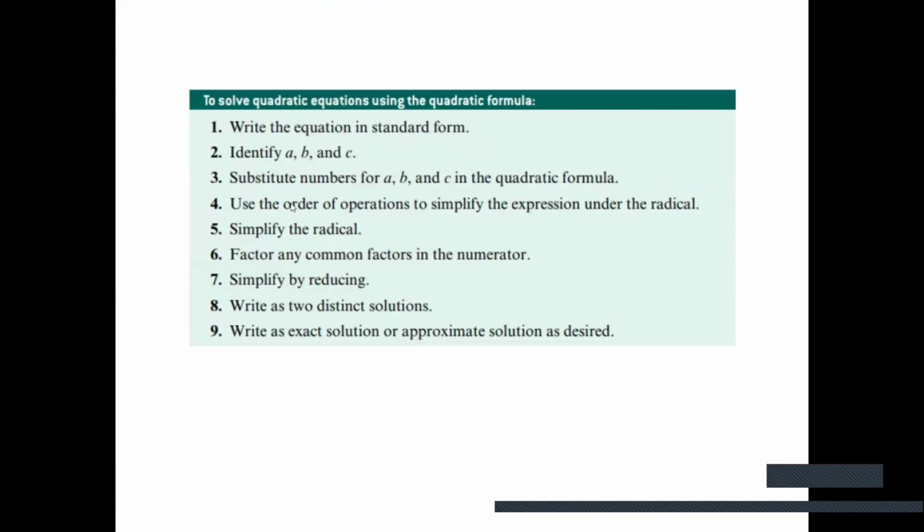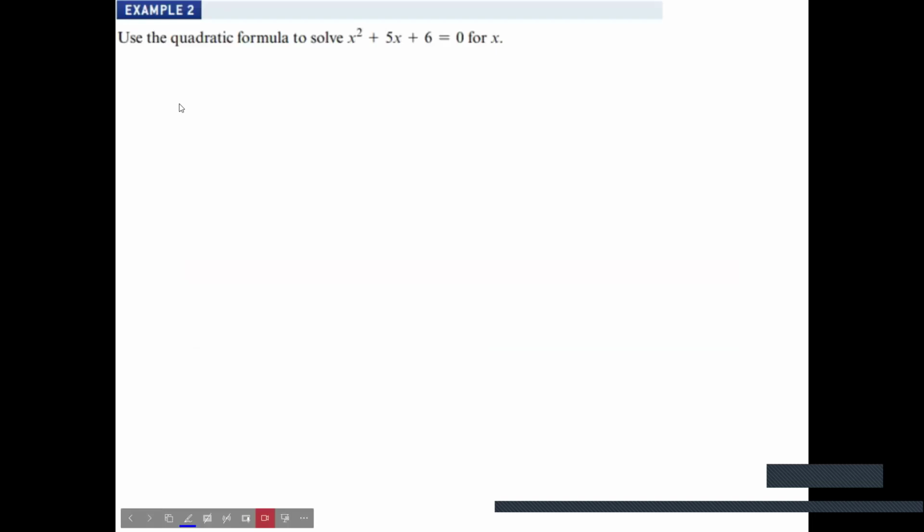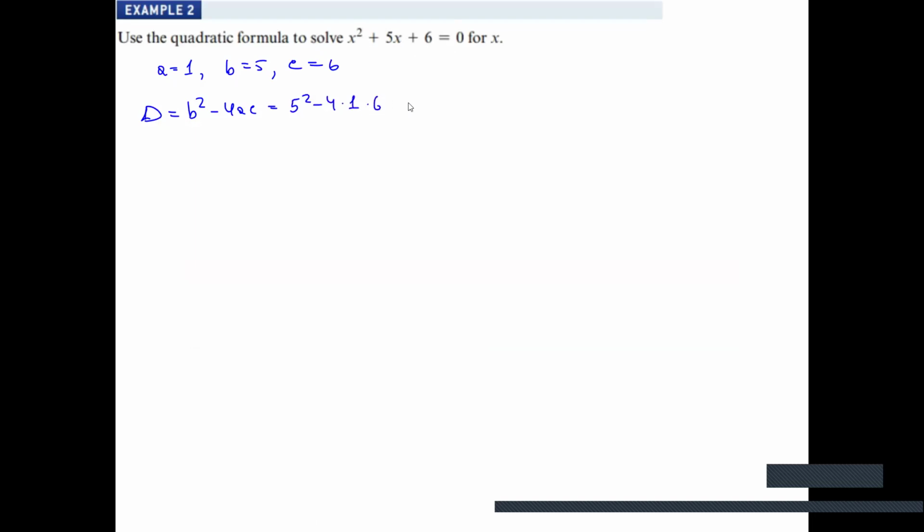Okay, yeah, procedure is, write in the standard form, identify a, b, c, substitute numbers, and so on. So let's do it. So a is 1, b is 5, c is 6. And you remember we consider the sign, right? So first step, D, b squared minus 4ac. So 5 squared minus 4 times 1 times 6. 25 minus what? 24 is 1.